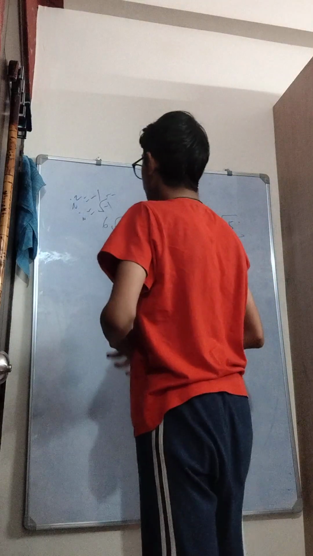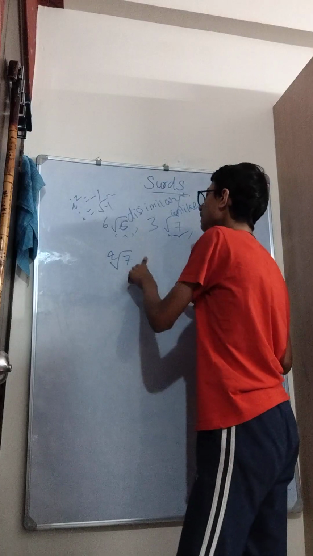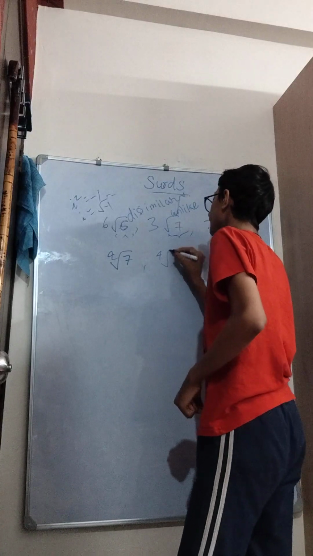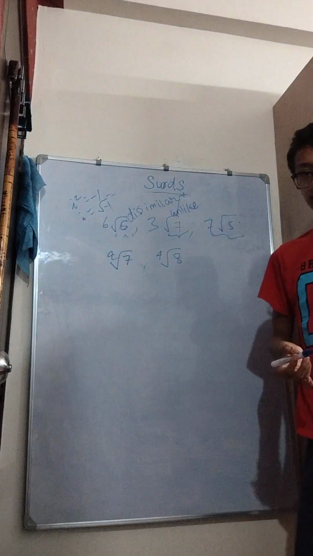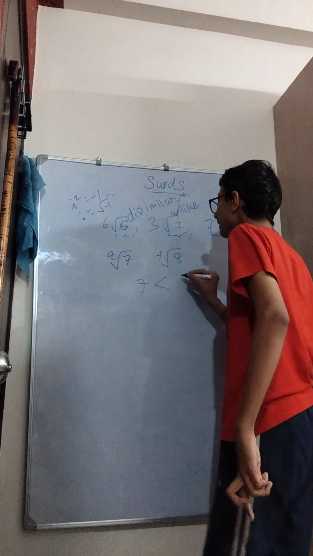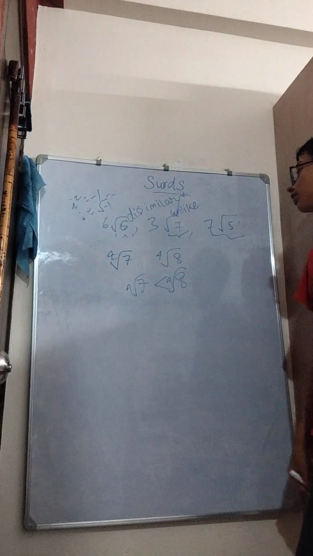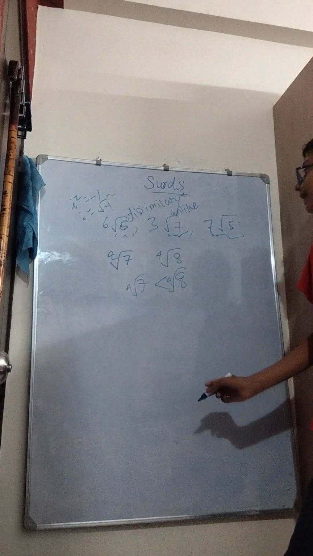So now we will learn how to do comparison of surds. How to do comparison of surds? For example, the 4th root of 7 and the 4th root of 8. Which one is greater? In normal conditions you know 7 is less than 8. So taking the fourth root on both sides, you get it. Right? Yes.